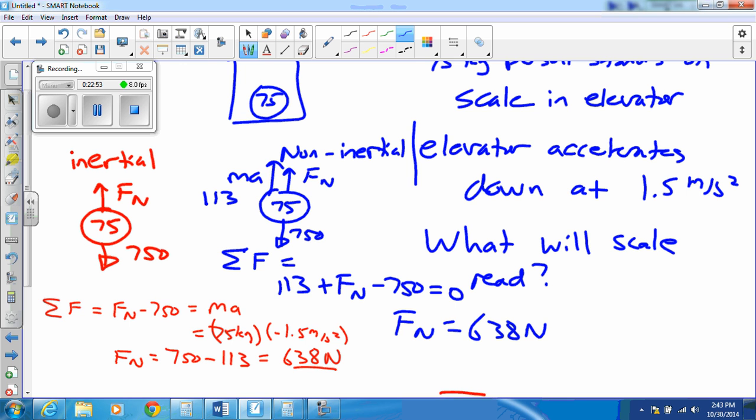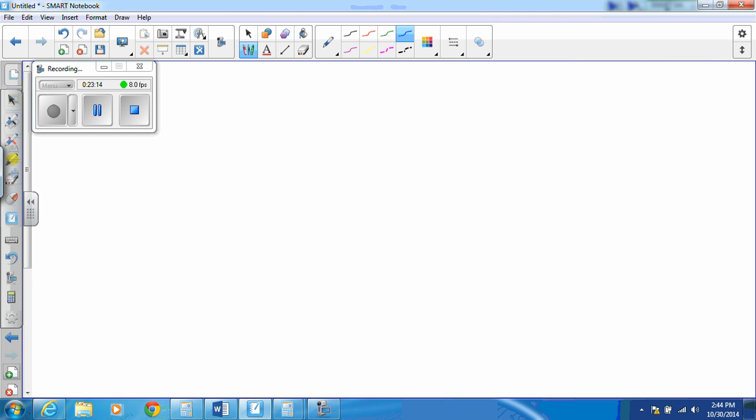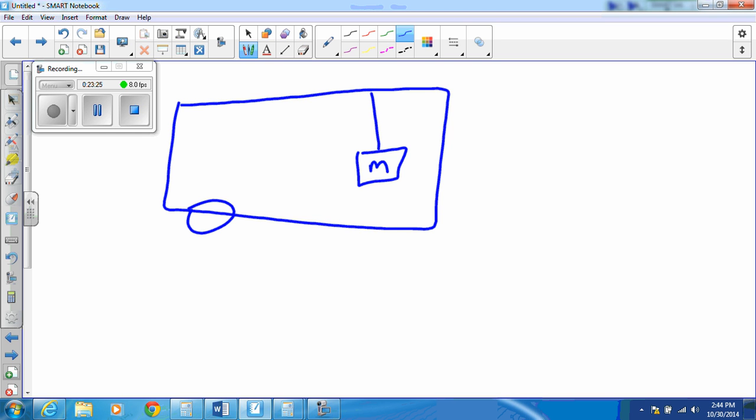So let's do a slightly more complicated example where you can see how it might be beneficial to use a non-inertial reference frame. I want to consider the fuzzy dice that I mentioned here. The fuzzy dice have mass m, and they are hanging from the mirror inside your car, which of course looks like a sign for a bus or something. And they're just hanging there.